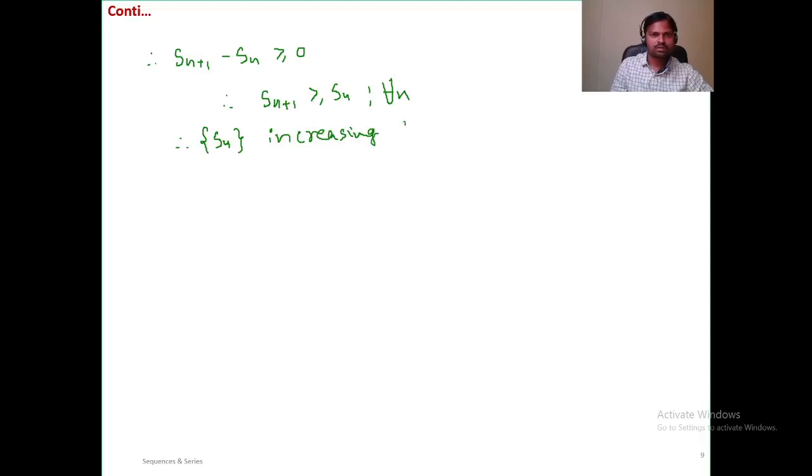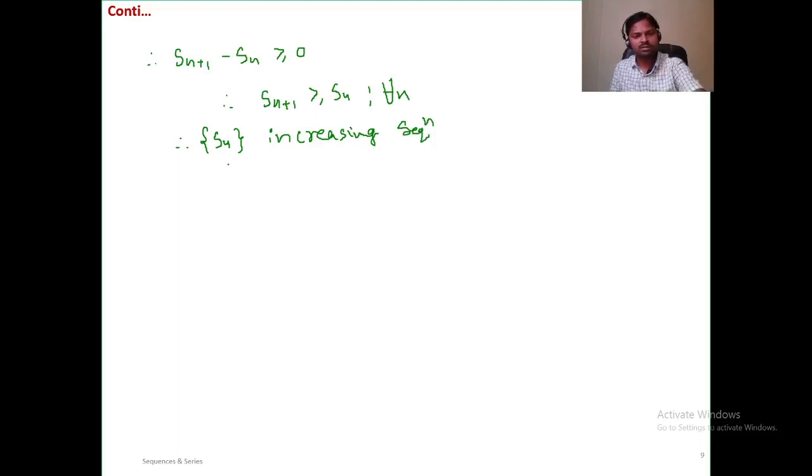So therefore Sn plus 1 minus Sn is more than or equal to 0. So clearly Sn plus 1 is more than or equal to Sn, which is true for all n. So therefore the given sequence Sn is increasing. It is an increasing sequence. Next, if we show it is bounded above, then we are done. It is increasing and bounded above, therefore the given sequence converges.